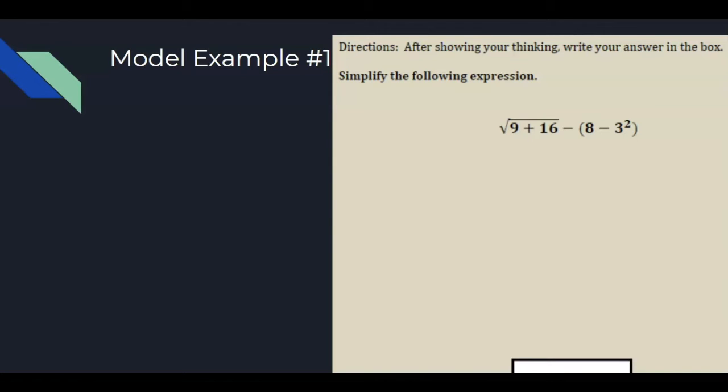Here our example is the square root of 9 plus 16 minus the quantity 8 minus 3 squared. We must use the order of operations to simplify this expression correctly. Just like in the video, if you do the steps out of order, your answer will come out incorrect. Here are two ways to do this problem.